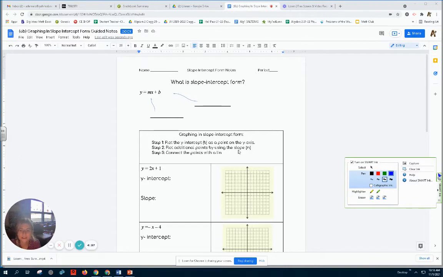So today what you're going to be doing is starting to graph in slope-intercept form. You should have just completed the decimals warm-up on slope. And now we're going to look at slope-intercept form of a line so that we can graph it. So slope-intercept form is super simple. You have y equals mx plus b, which I'm sure you have seen before.